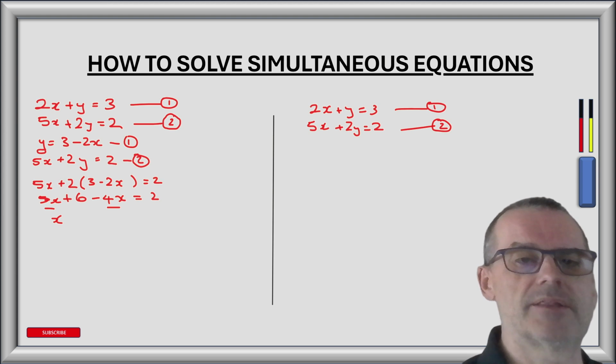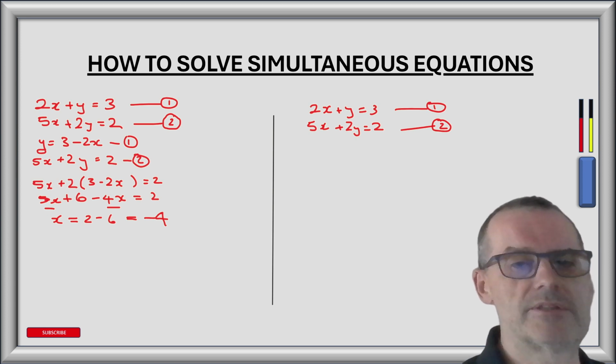And if we take the positive 6 over to the right-hand side, it becomes a negative 6. So x is equal to 2 minus 6, and that is x is equal to minus 4. So we've solved for x.